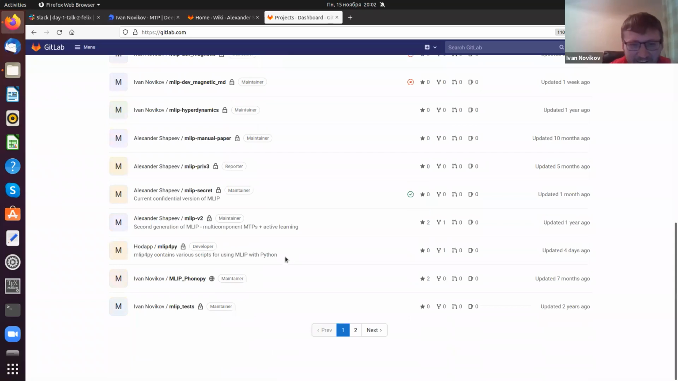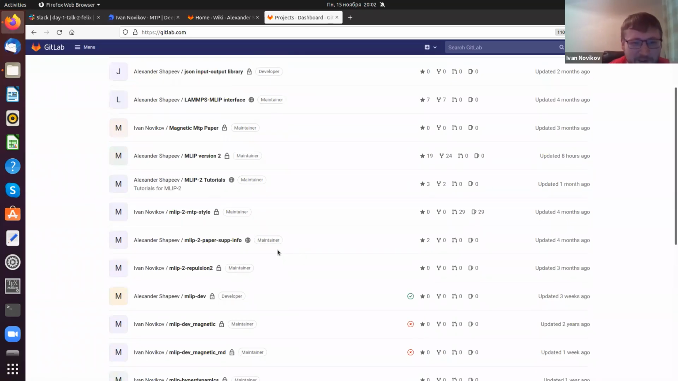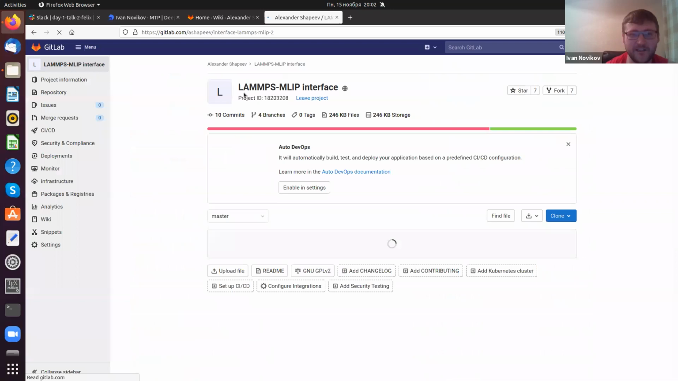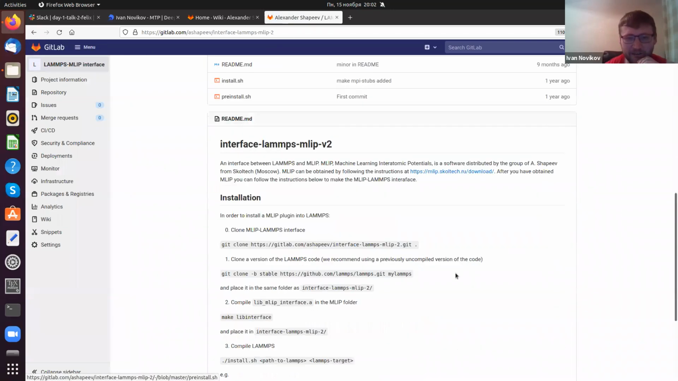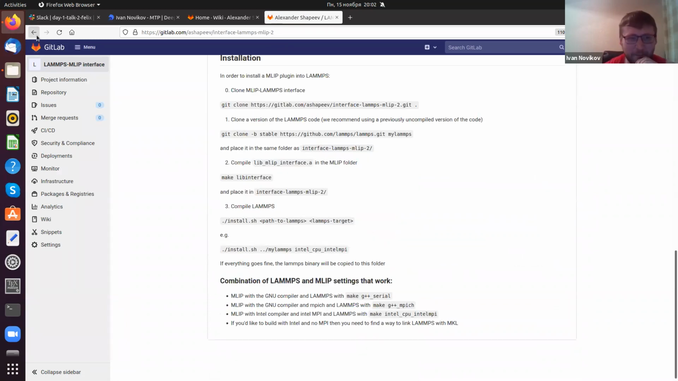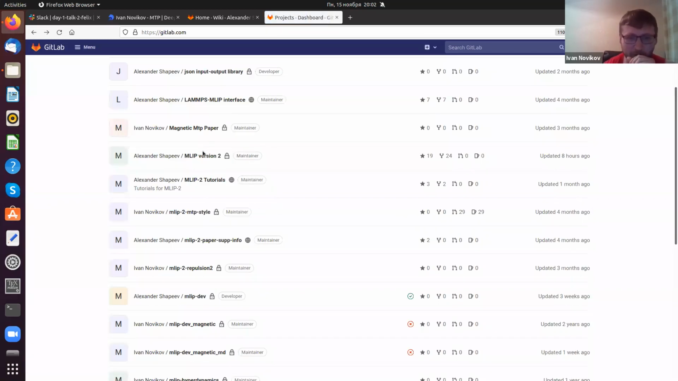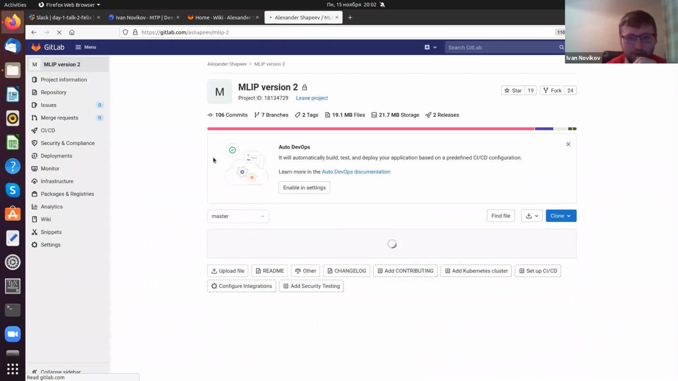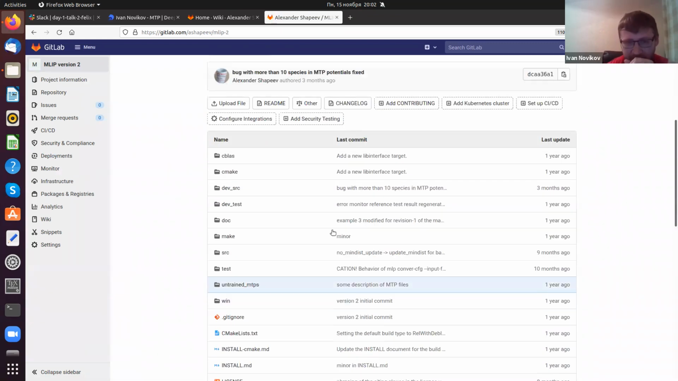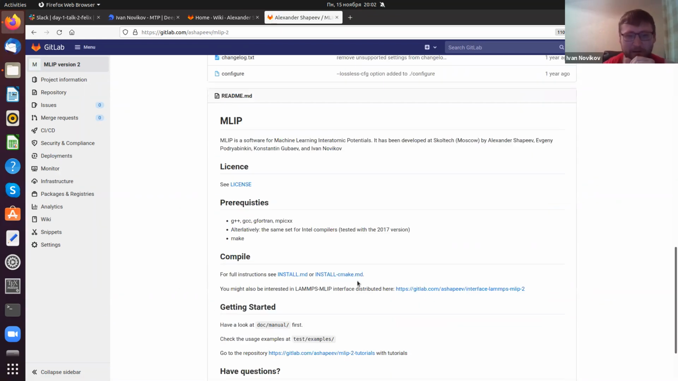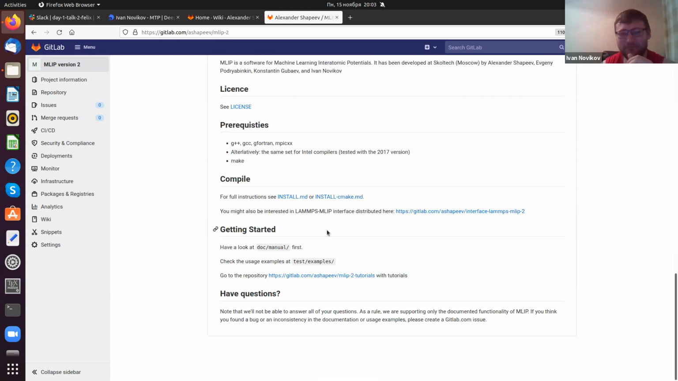We have a free public repository. Yes, the LAMMPS MLIP interface is located on gitlab.com. Here we can clone, here are instructions. And also I should show you, yes, MLIP2: after you fill in the form and register, you will have a link to this repository and you will be able to clone the MLIP repository. Here we have the license agreement, something like compilation instructions, and a link to the MLIP2 tutorials.